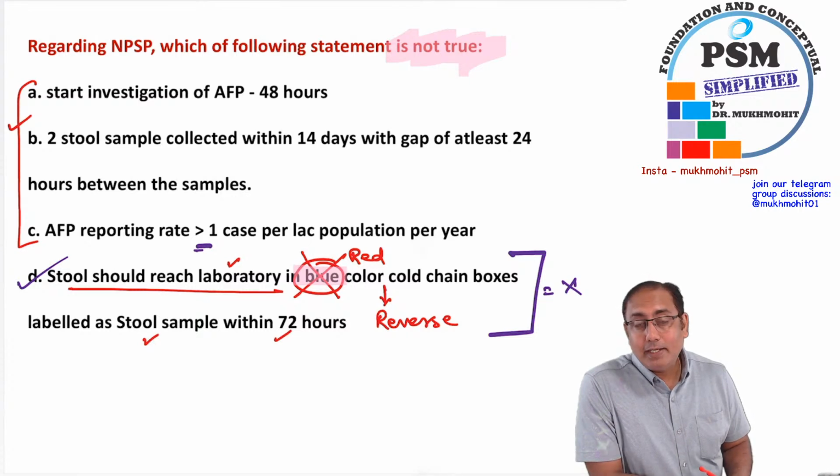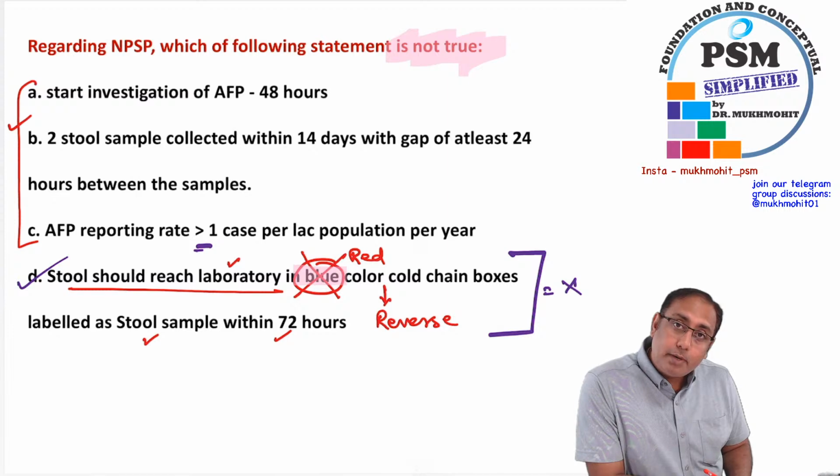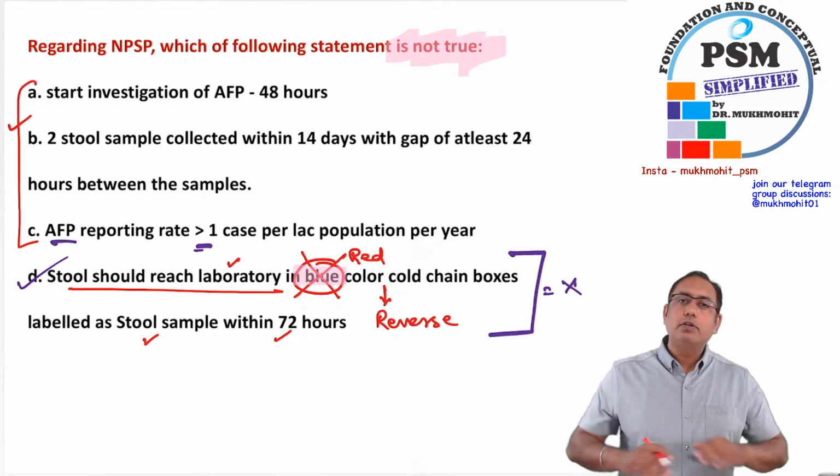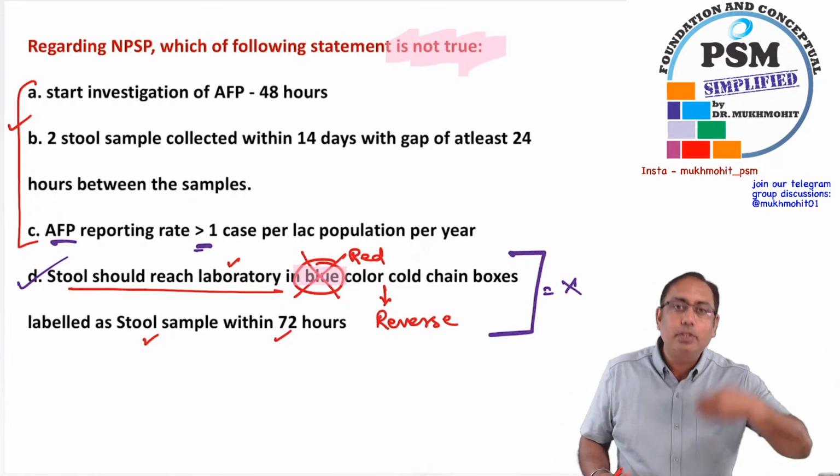Apart from poliomyelitis, it can also be because of enteroviruses. It can also be because of Guillain-Barré syndrome, transverse myelitis, traumatic neuritis. So AFP can be because of so many things. So we don't want less than one AFP. We want more than one AFP.